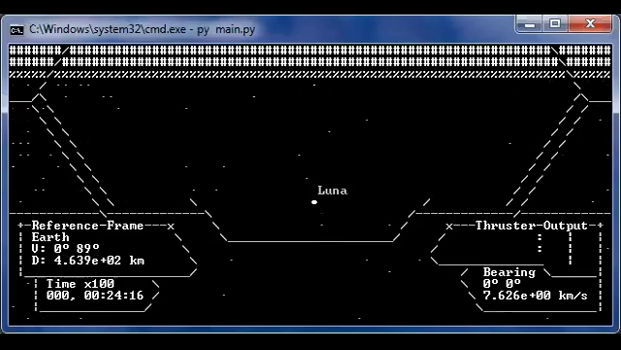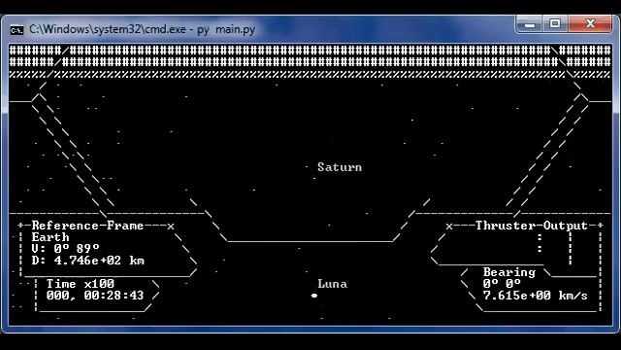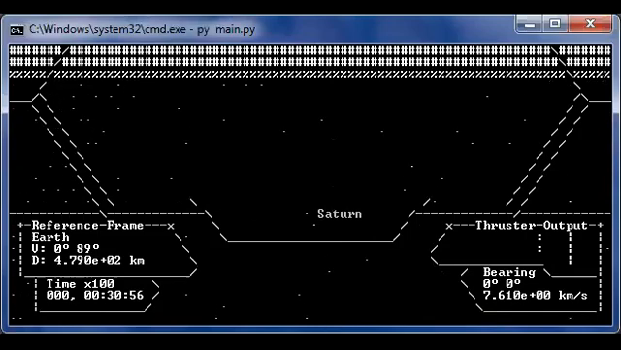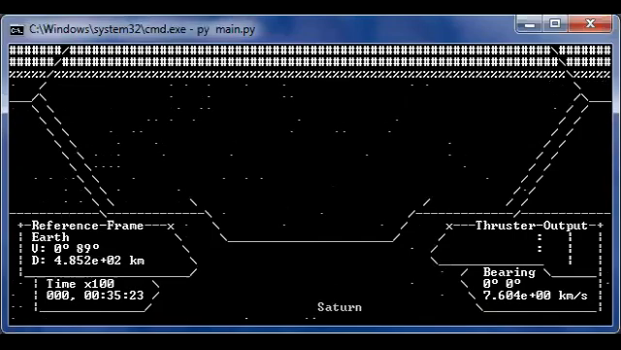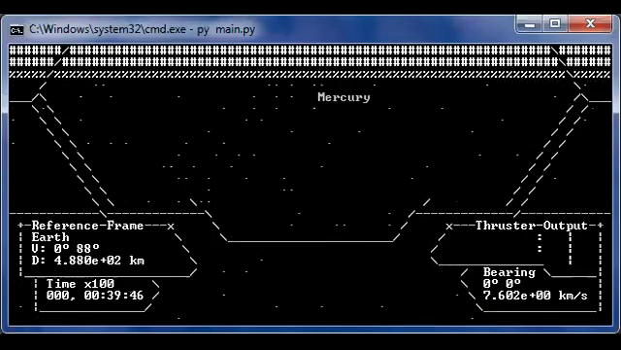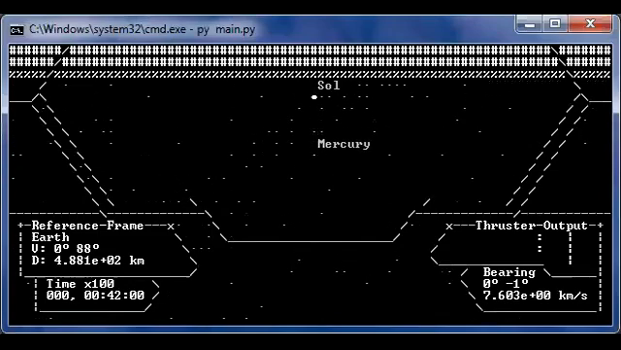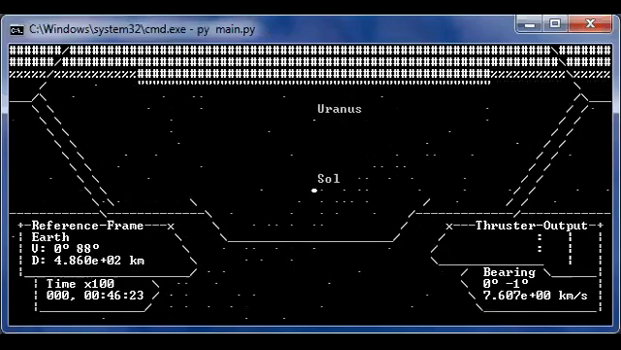Below that, we have our time scaling factor. So for every second of real time, 100 game time seconds pass. So we are currently a little bit over a half hour of game time. On the right, we have our thruster output and our bearing, which is your direction in terms of which direction you're moving.